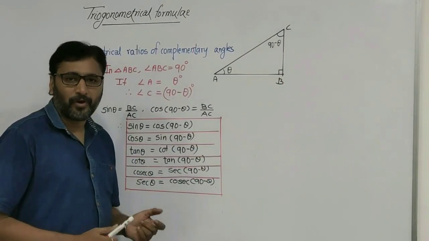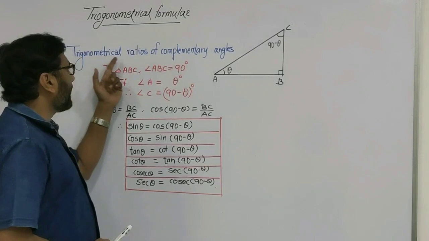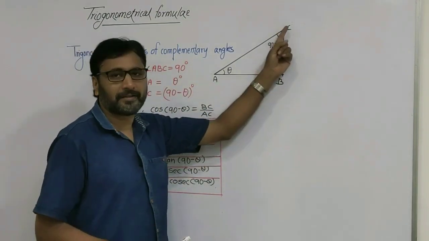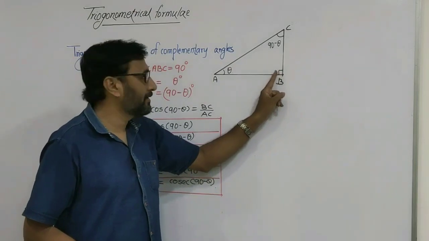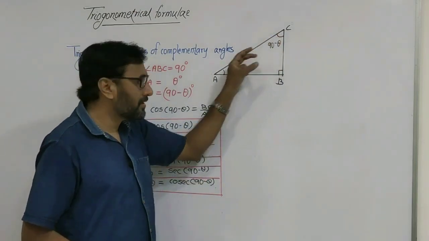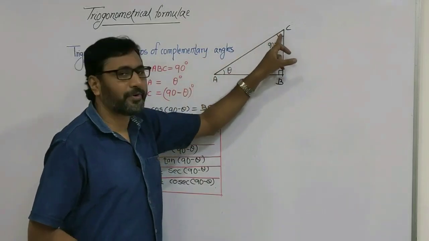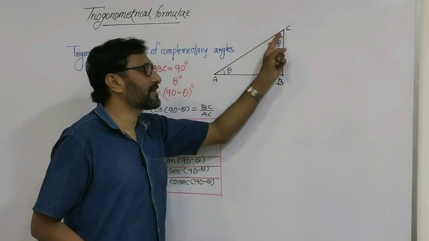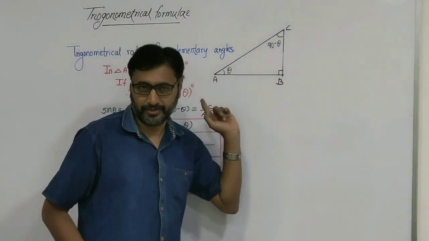Now the next type of formulae are trigonometrical ratios of complementary angles. You know, in a right angle triangle, if this is 90 degrees, these two angles are complementary angles of each other. If this is 50, this would be 40. If this is 30, this would be 60. Therefore, these two angles are said to be complementary angles of each other.